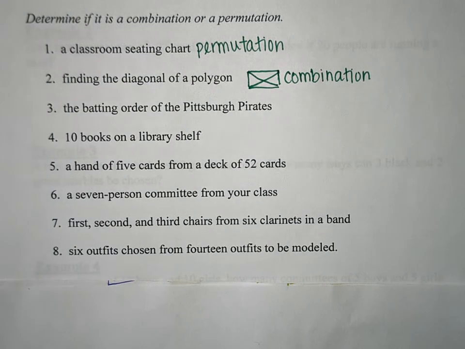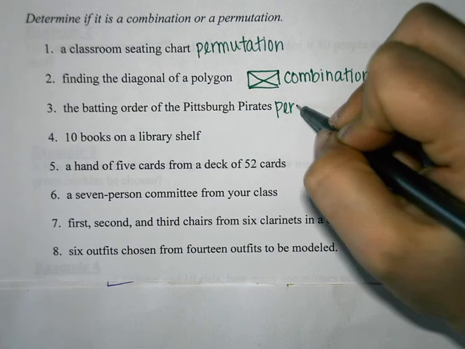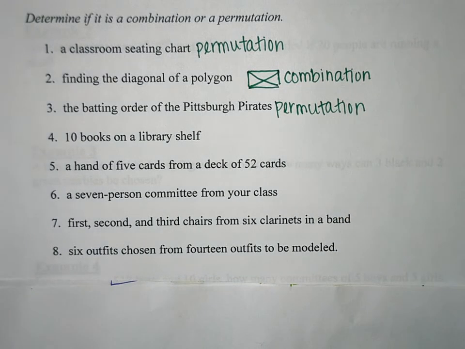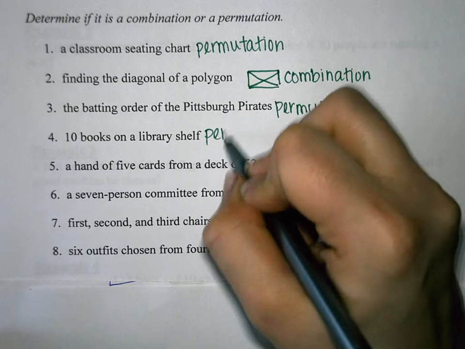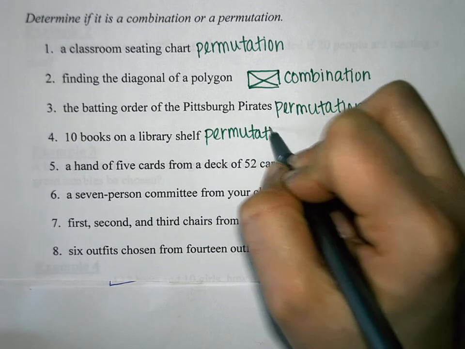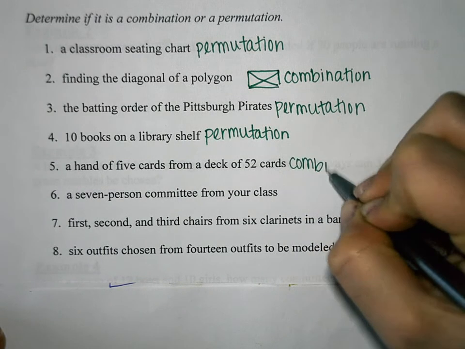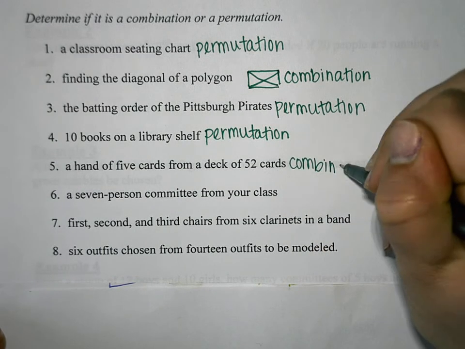Number 3, the batting order of the Pittsburgh Pirates or any baseball team. Order does make a difference, so that is considered a permutation. Number 4, 10 books on a library shelf. Books on a library shelf are organized alphabetically by author, so order does matter, so that is permutation. Number 5, a hand of 5 cards from a deck of 52 cards. That is a combination. It doesn't matter what order the cards are in, just as long as you have them.